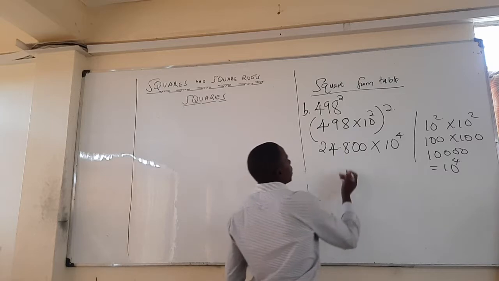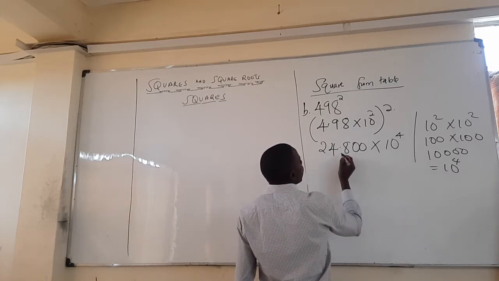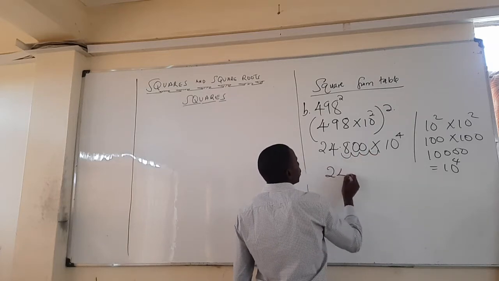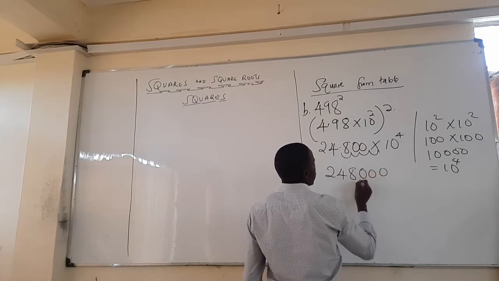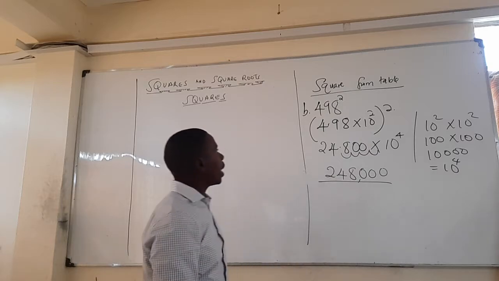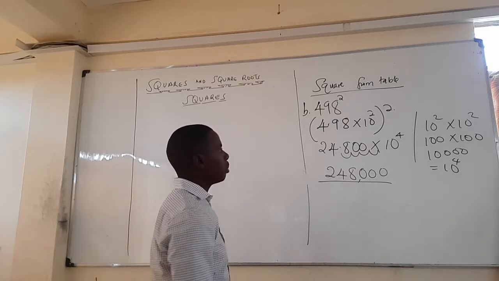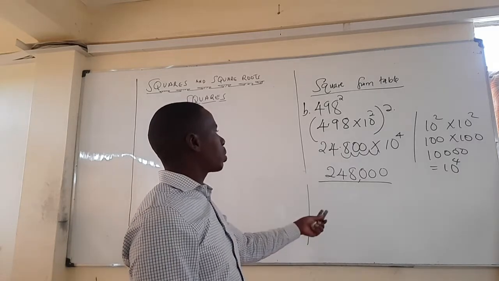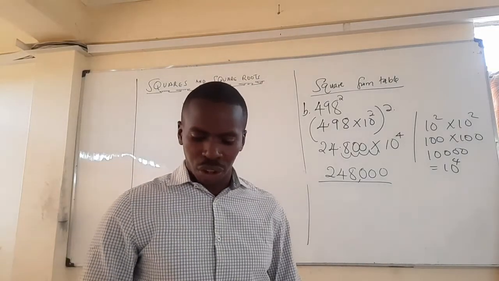And of course, we can open this one. We multiply by 10 power 4. We get 1, 2, 3, 4. So we get 2, 4, 8, 1, 2, 3. So 248,000. That is the square of 498 using the table. So our table makes our work easier because we are just going to read from the table without a lot of calculation.